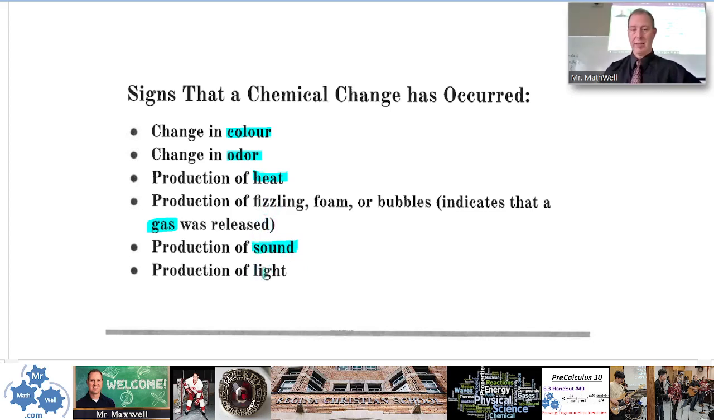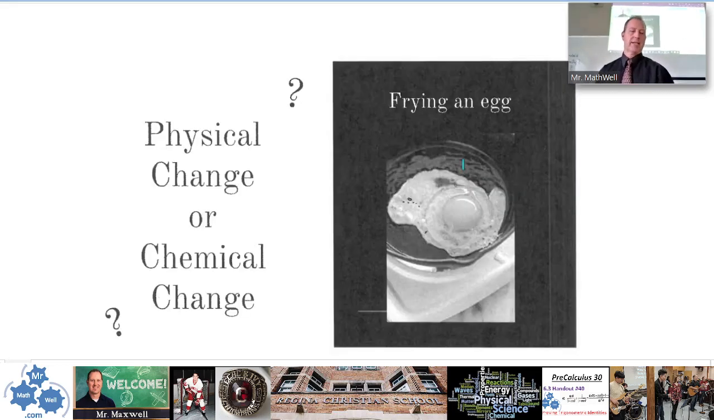And production of light. Why is there no taste? Well, again, we're not tasting things in the lab, so we're not going to focus on taste. If something tastes different, it's probably a different substance. So yeah, we're not going to put that down because it's not something that we can safely test. All right, let's answer these questions.